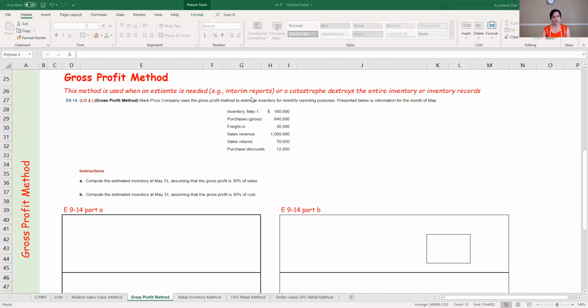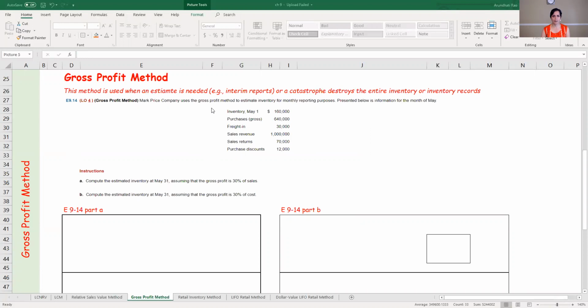It may also be used if there's a catastrophe which completely destroys your inventory or even your inventory records. So it's basically a way of trying to assess how much inventory you have on hand if you have to file for insurance claims. So let's take a look at an exercise. It's fairly simple, and see how we would do this.